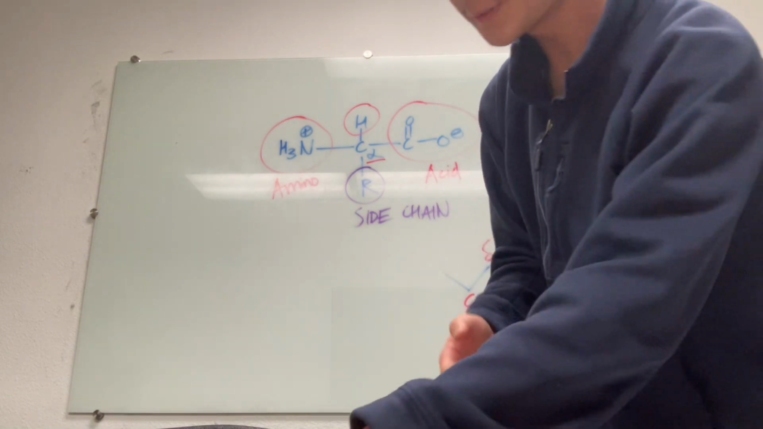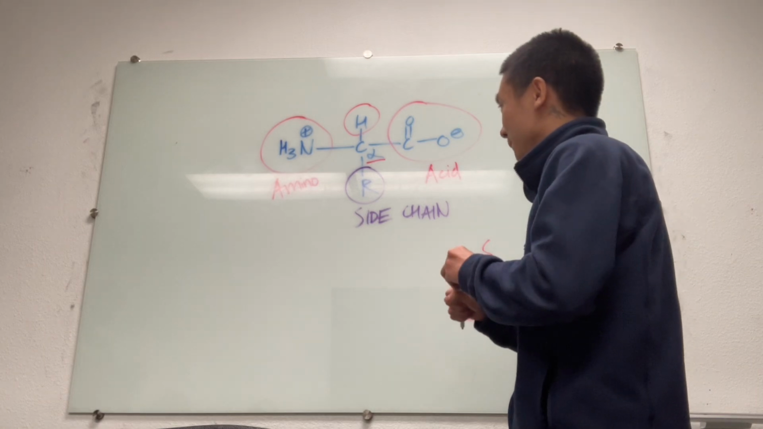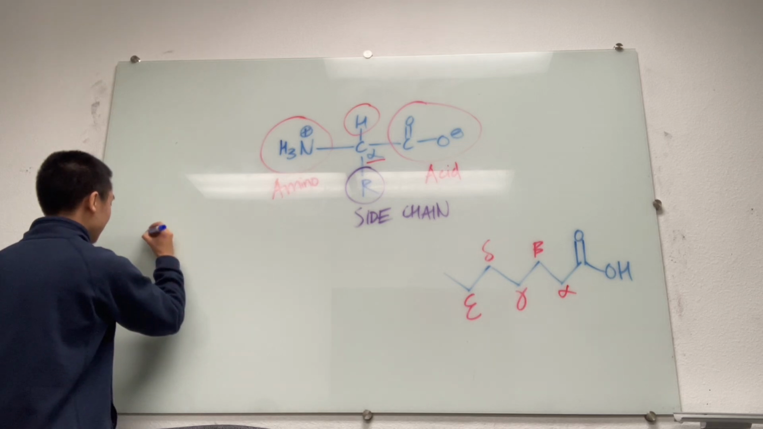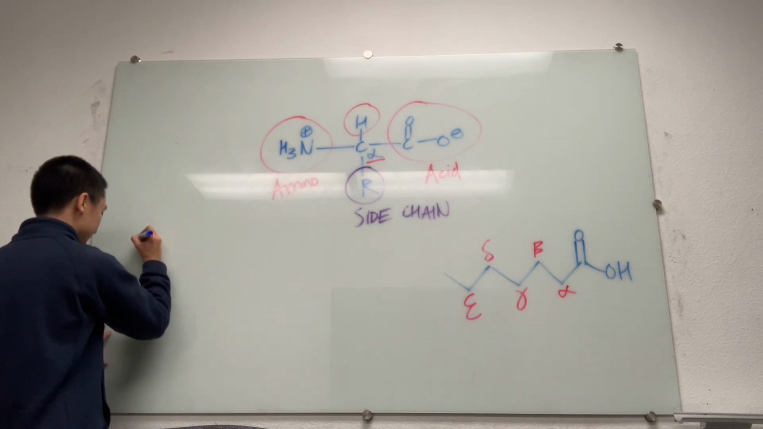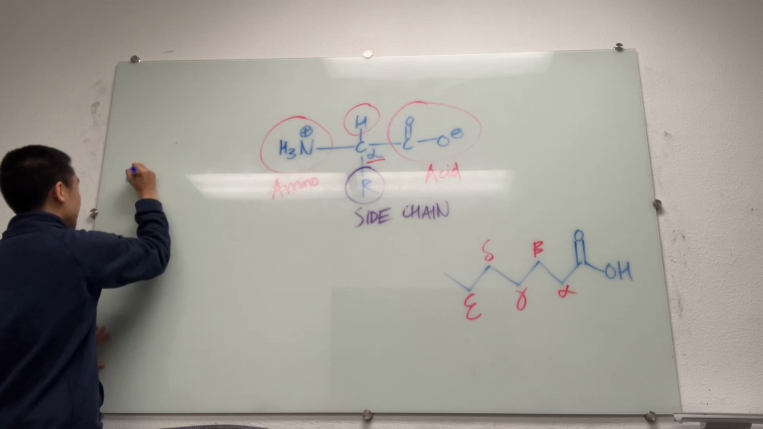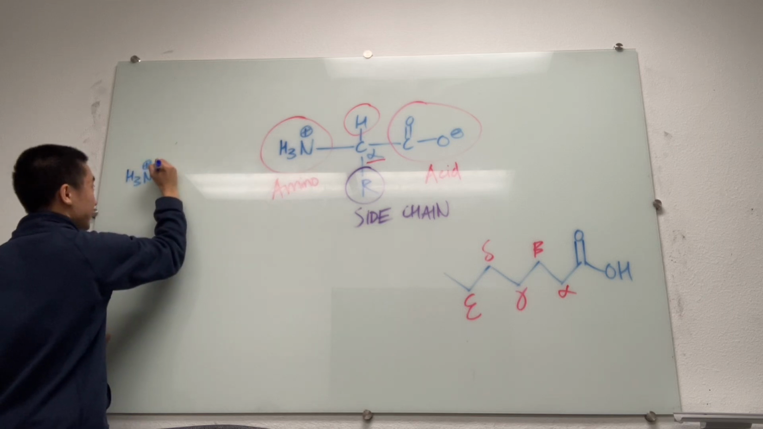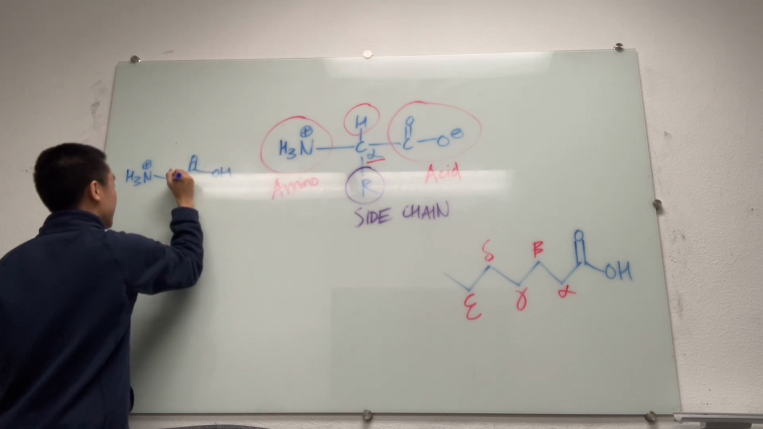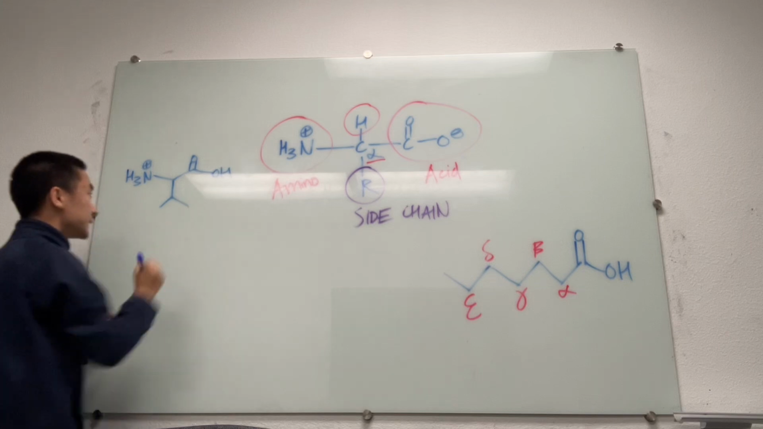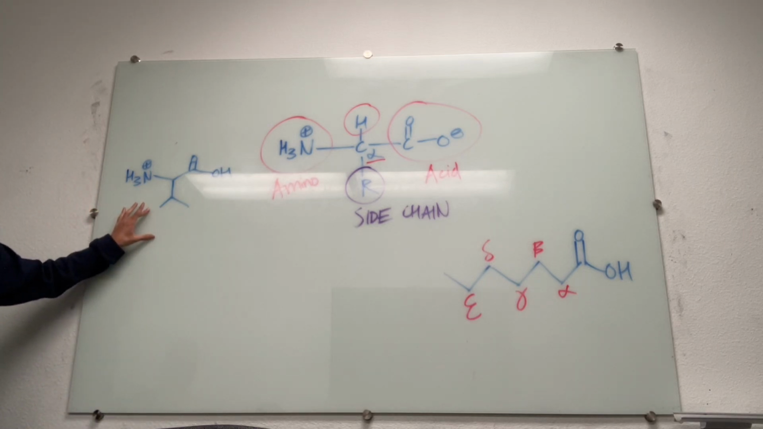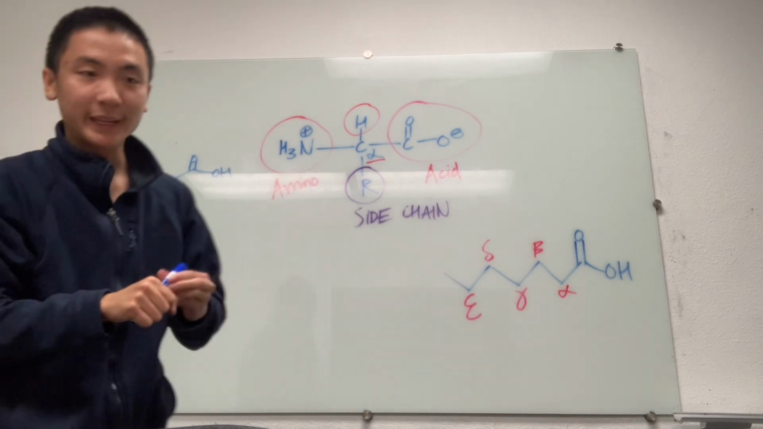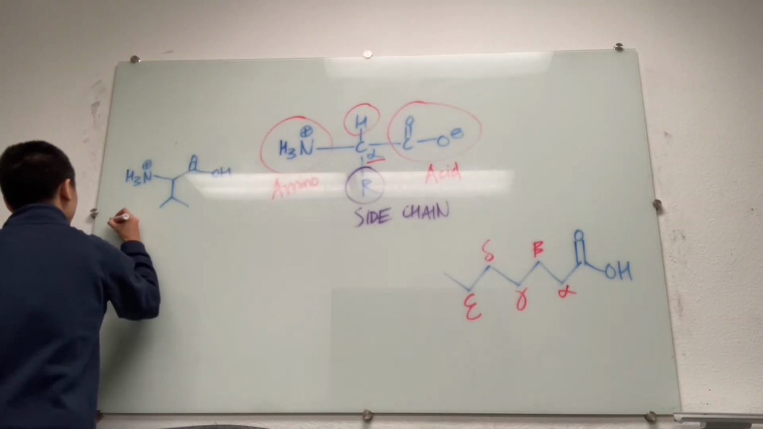There are two scenarios where you can see this question. If I have this amino acid right here, and let's say everything is protonated, and let's say the R group is this right here, this is valine. I'm going to introduce something called a pH elevator.